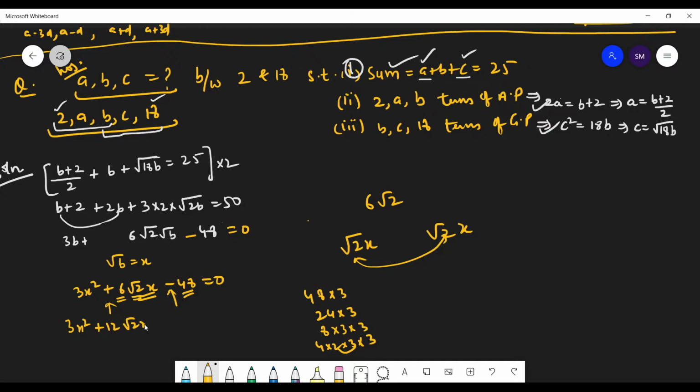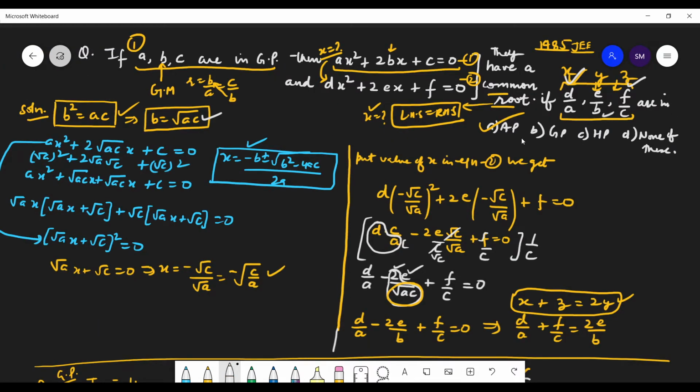See, the first question that we did today was in the 1985 JEE exam. So these were the three numbers A, B, C, and they are in GP. Now we have x plus f equals to 0, and these two equations have a common root. So now we have to tell that if this is true, then D by A, E by B, and F by C are in AP, GP, or HP. So we have used the condition that A, B, C are in GP, so it means B is equal to under the root AC.